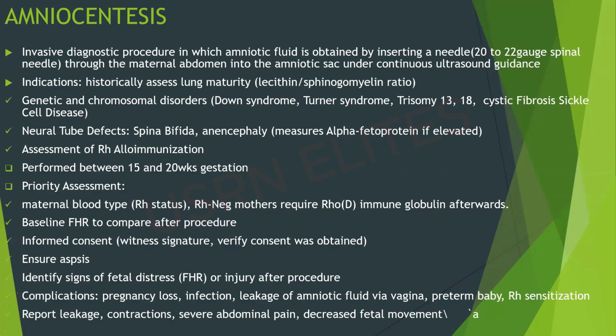The amniotic fluid passes through the fetal lung, and it produces lecithin and sphingomyelin. So once they assess it and you have at least a ratio of 2:1, it's okay, and then they will know that the lung is fully matured.